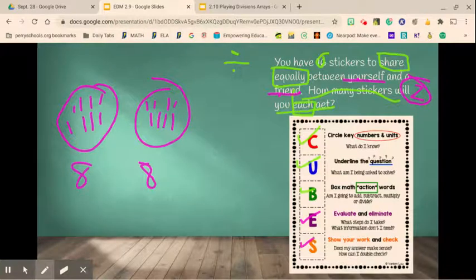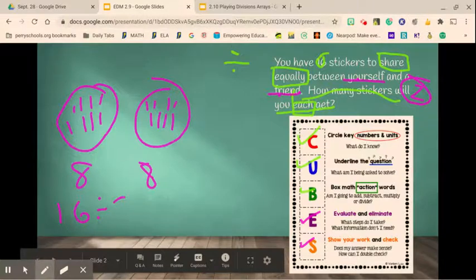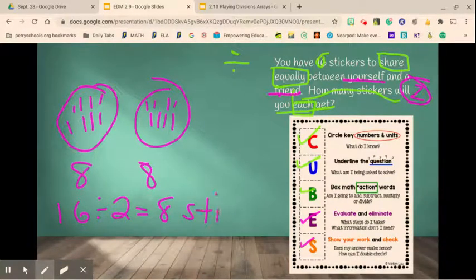I do want to write a number sentence to match this and have a unit with my answer. So my number sentence for the problem, what I actually did was I did 16, and then I divided it by 2 people to get 8 stickers. So my answer is 8 stickers.